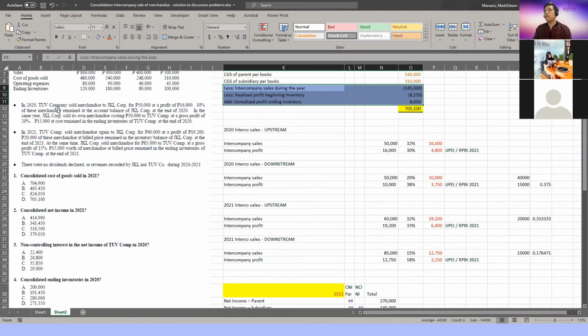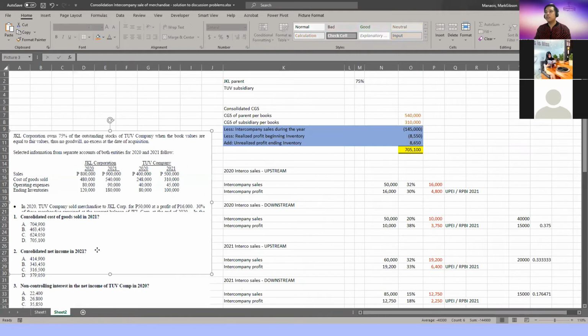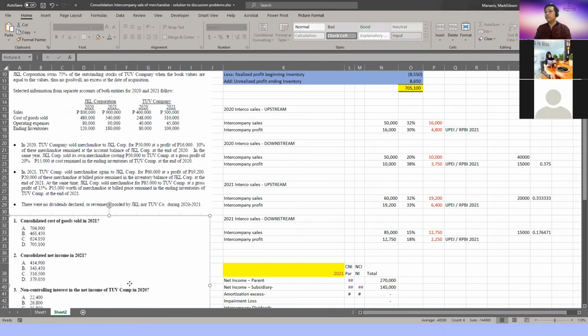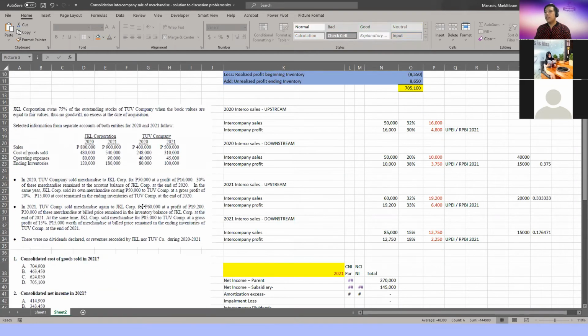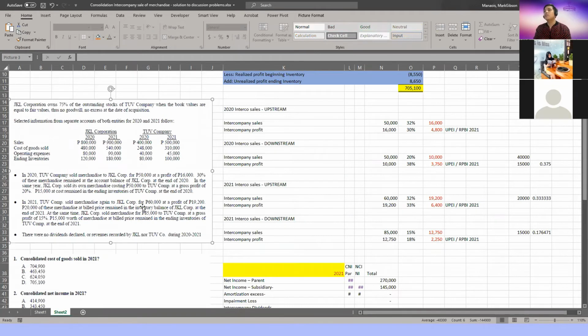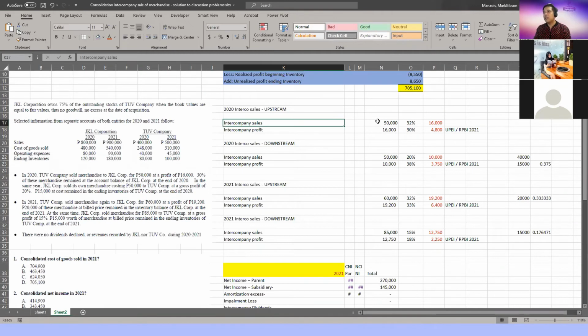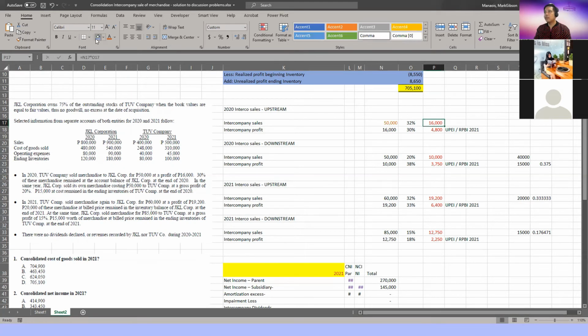In 2020, meron tayong TUB company sold merchandise to JKL. Si JKL ulit, siya si parent. No? So kung merong upstream, magkano muna yung intercompany sales? Sabi natin 50,000. 50,000 at a profit of 16%. 16,000. So this is the profit, no? 16,000.